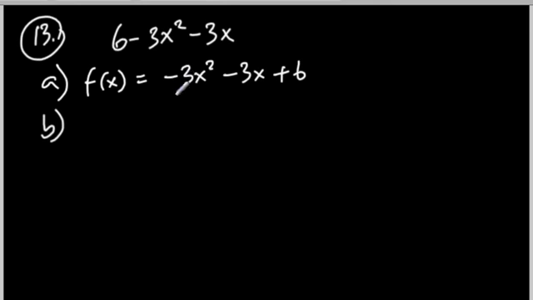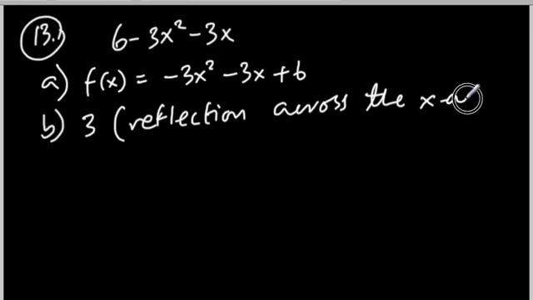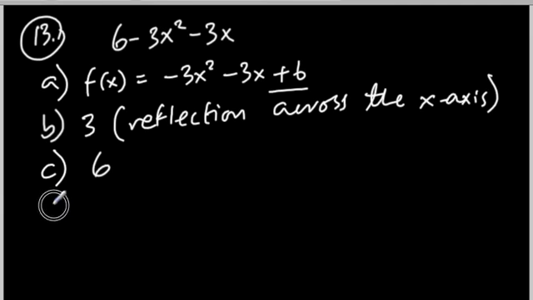B says to find the vertical stretch. You might be tempted to think that it's negative 3, but no, it's 3. And the negative just means a reflection. So it's a reflection across the x-axis. C is the constant term. So the constant term, oh sorry, it's the y-intercept, which is the constant term in the standard form. So it's 6.